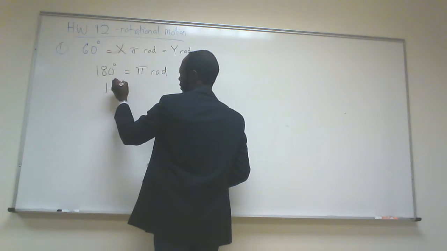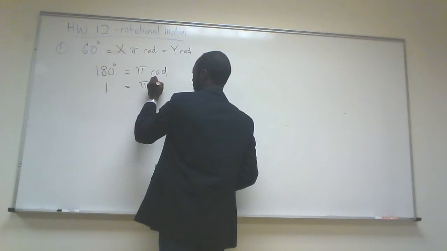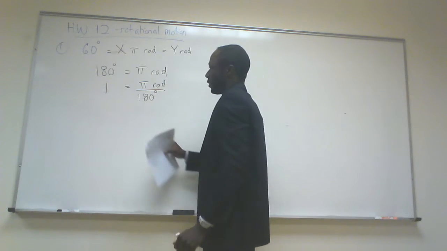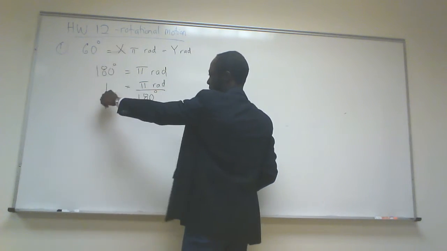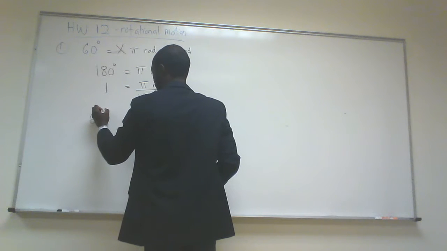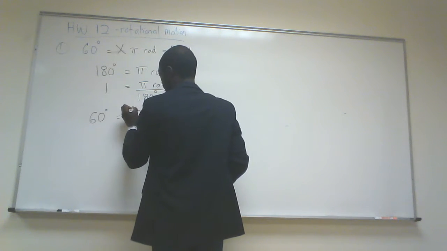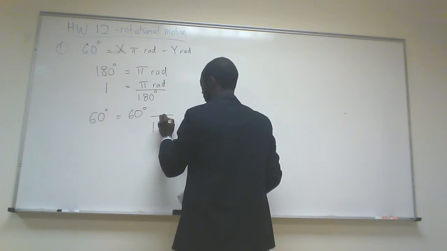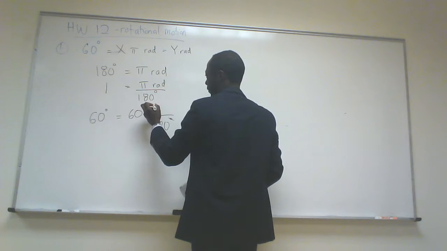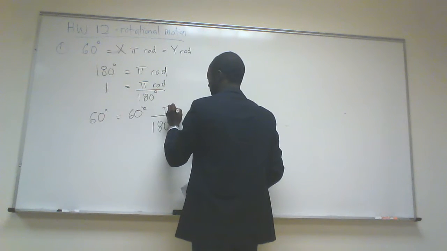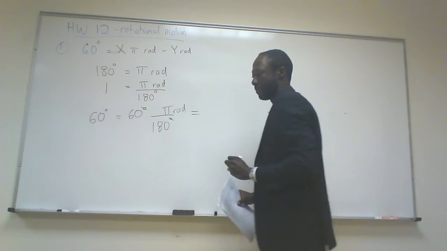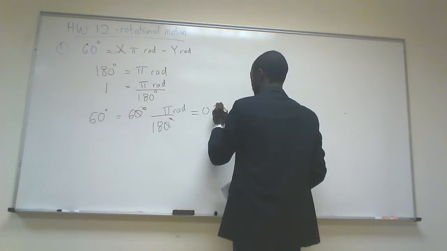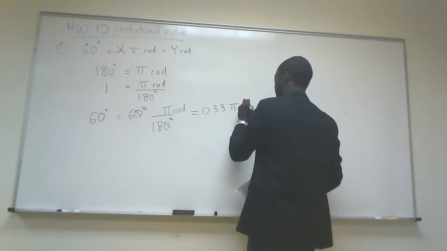So a factor of 1 will be equal to pi radians divided by 180 degrees. To convert 60 degrees into radians, we just multiply 60 degrees by 1. That would be the same as multiplying it by this conversion factor where we have degrees in the bottom, so this degree will cancel out, and pi radians in the top. And that comes up to be 0.33 times pi radians.